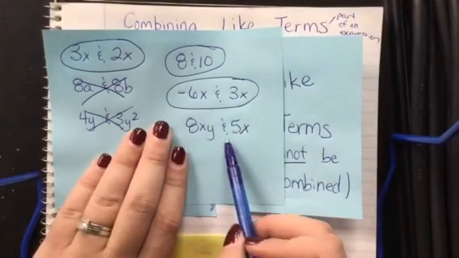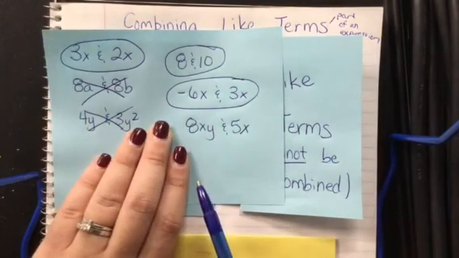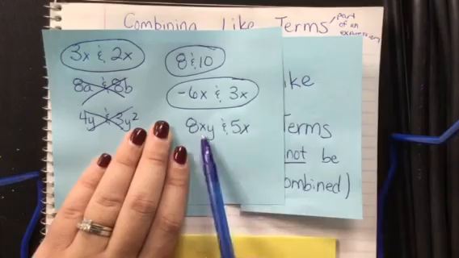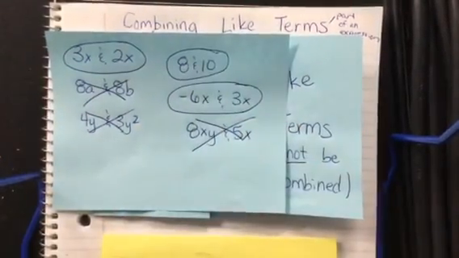What about 8xy and 5x? Why are they unlike? They are unlike because one has a Y. The 8 has a Y. I know that. Okay, very good. All right.